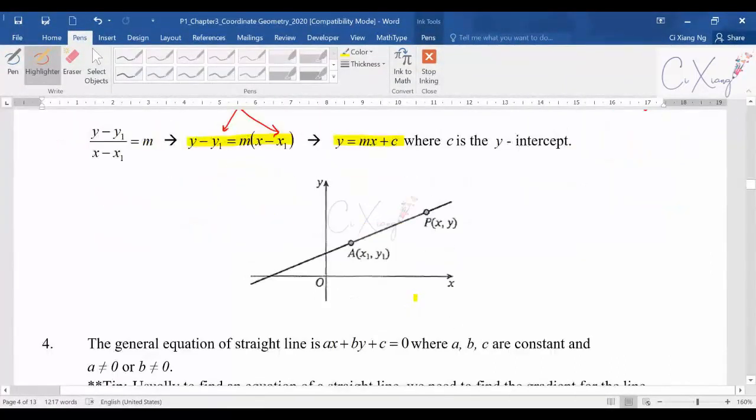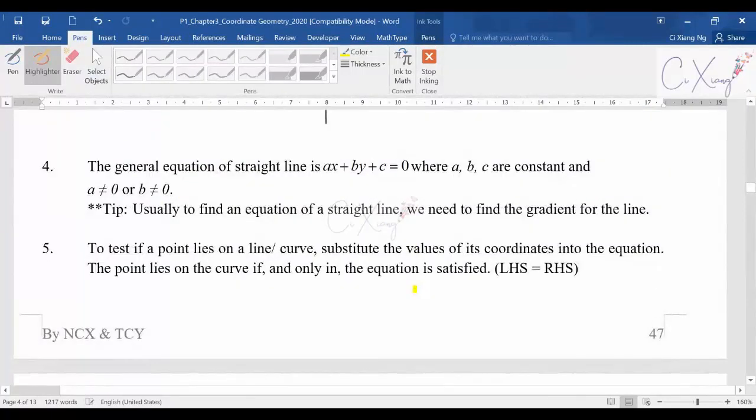Okay, then what else do we have? The general equation of a straight line is ax plus by plus c equals 0. What else is important here? To test if a point lies on the line or curve or not, generally you have to substitute the values of the coordinates into the equation. If the left-hand side value equals the right-hand side of the equation, then that means the point lies on the line or lies on the curve.